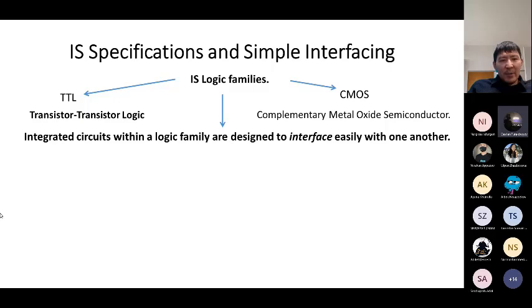Integrated circuits within a logic family are designed to interface easily with one another. So actually, when you work, for example, only with some TTL family, it's easy to interface. But first we need to understand what the interface is. How do you understand what the interface is?